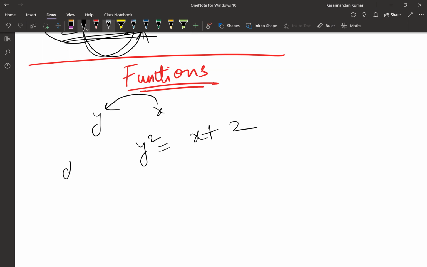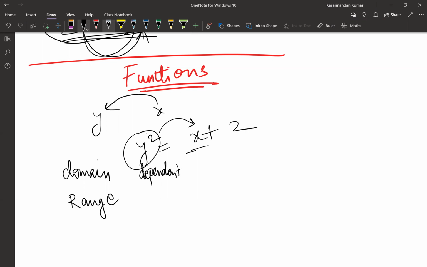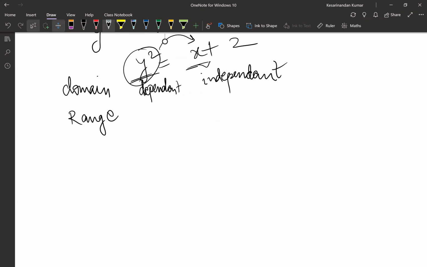Here we have two things to remember. Here, this is the dependent variable. Why dependent? This value depends on this. If you change x, this will change. Generally, x is always considered the independent variable, because we start choosing any different value of x and we get some corresponding value of y. That's the reason.